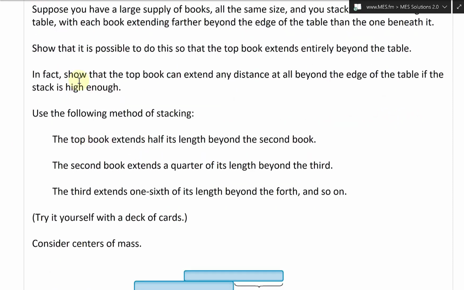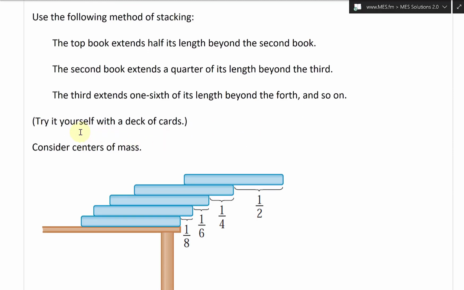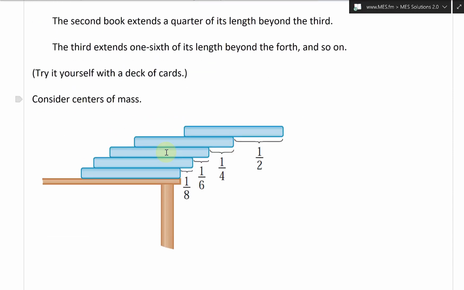And then it says use this following method of stacking. So the top book extends half its length beyond the second book. The second book extends a quarter of its length beyond the third. And the third extends 1/6 of its length beyond the fourth, and so on. And it says try it yourself with a deck of cards and consider centers of mass.